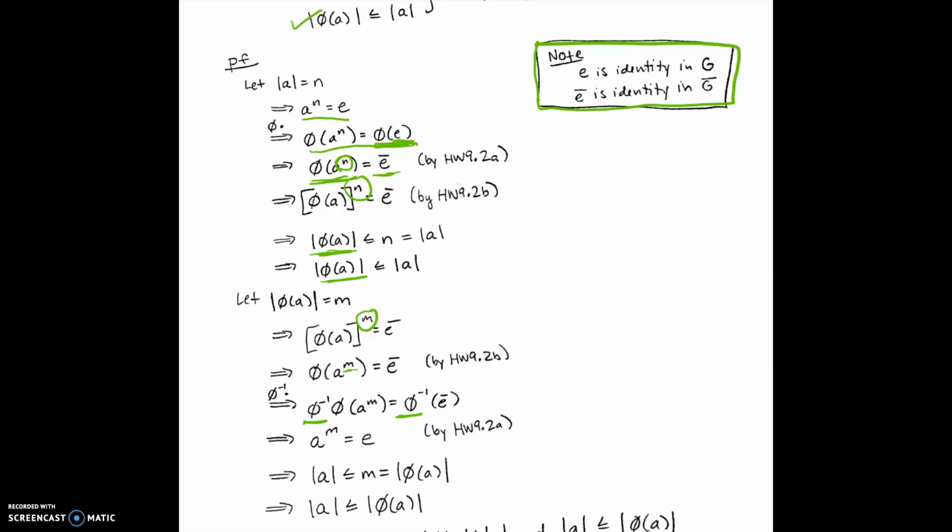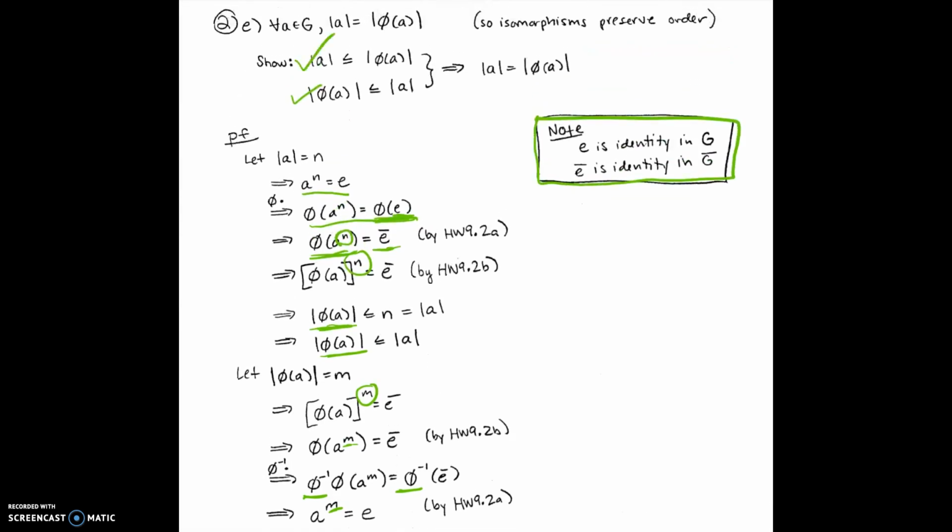So that means that the order of a is either m or a divisor of m. So the order of a is less than or equal to m, which means that the order of a is less than or equal to the order of phi of a, which was the other thing we wanted to show.